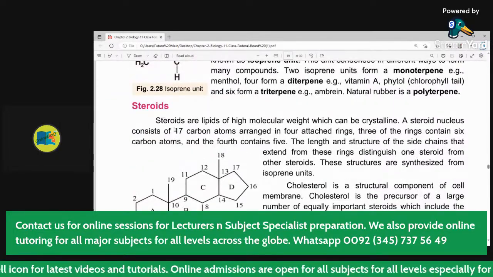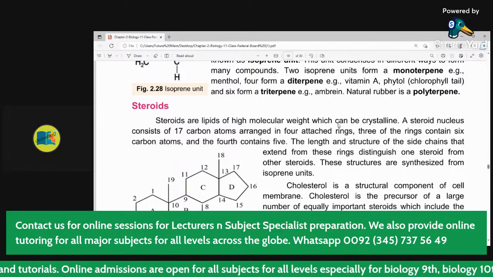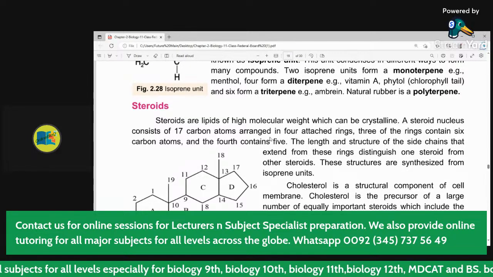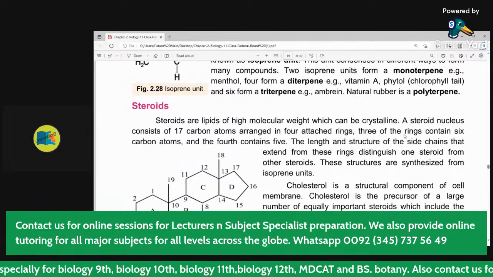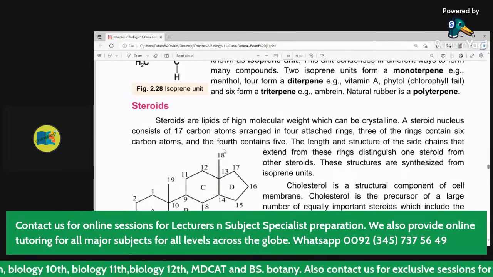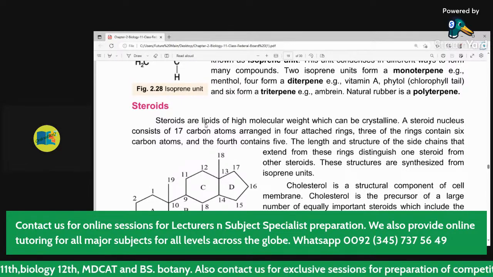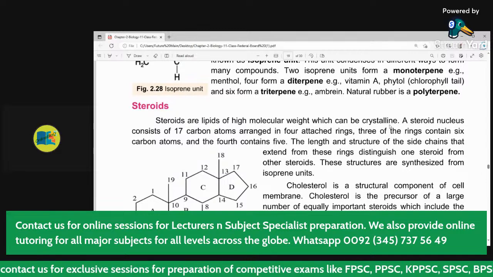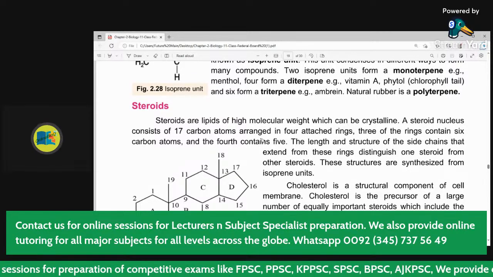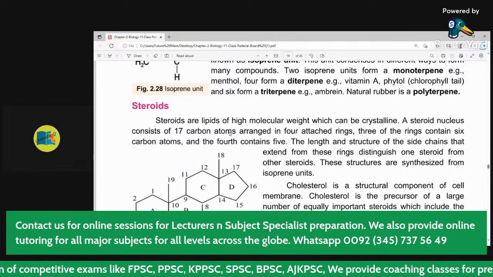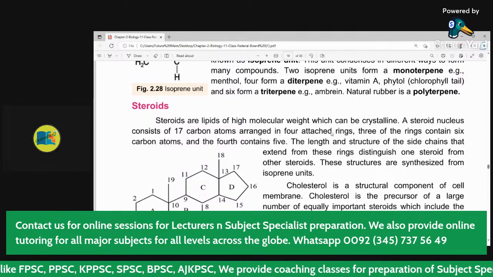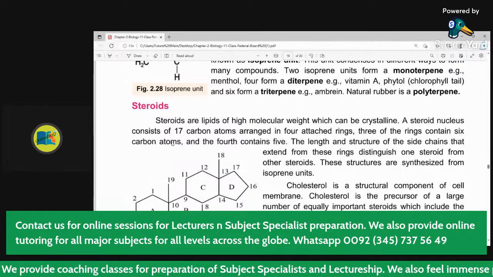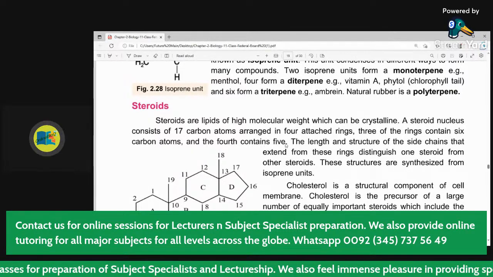Next comes steroids. Steroids are lipids of high molecular weight which can be crystalline. A steroid nucleus consists of 17 carbon atoms arranged in four attached rings. Of these four attached rings, three contain six carbon atoms, and the fourth contains five carbon atoms.